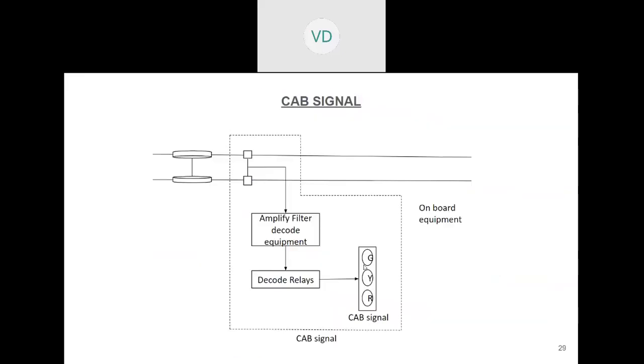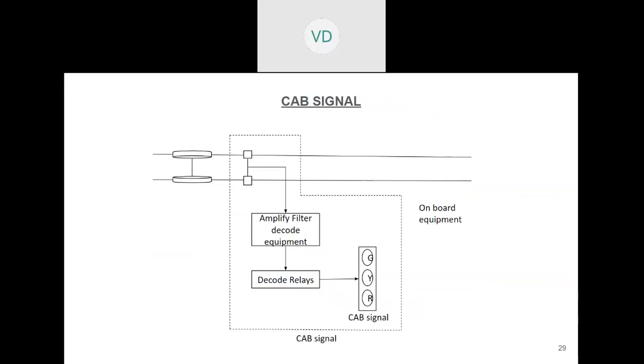So this is the schematic arrangement of the cab signal equipment. You can see that the information through the axle is picked up and amplified by a filter and the decoding equipment. And there are decoding relays which drive the three aspects. Now the track circuit, in addition to its own function of detecting the train, carries a modulated code on the current. So that code is picked up by the amplifier and decoded.